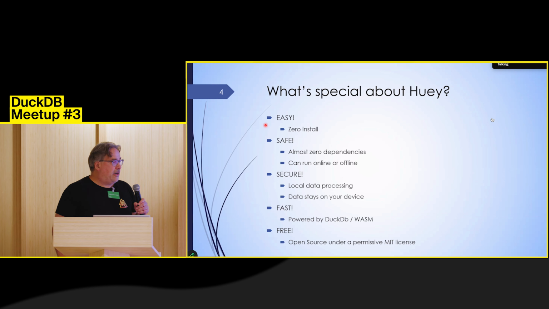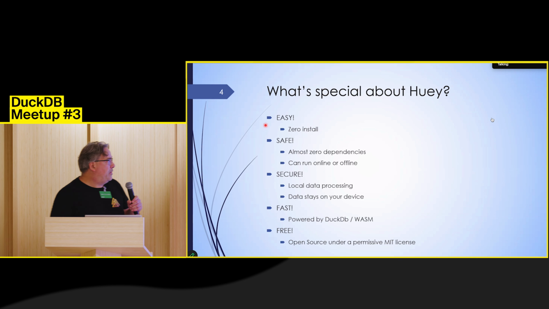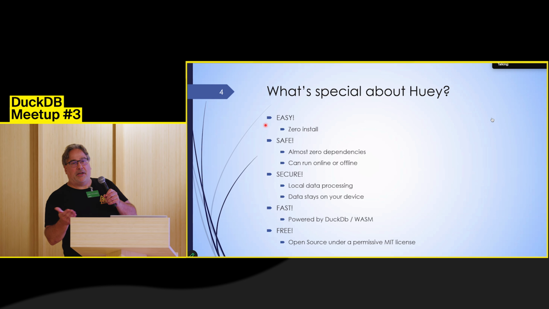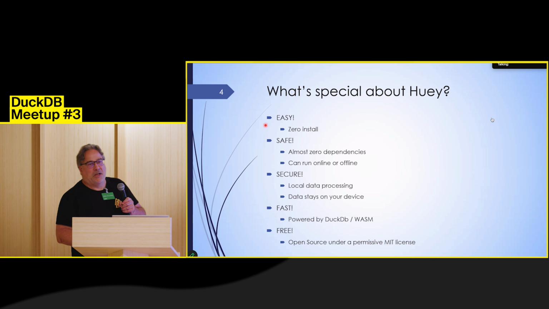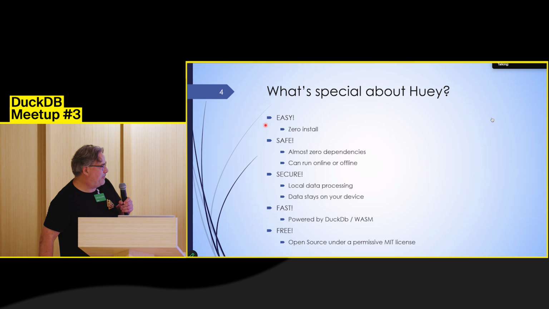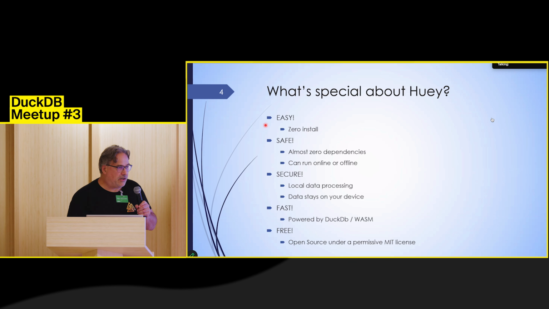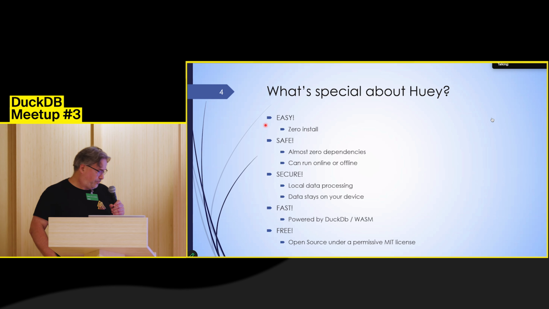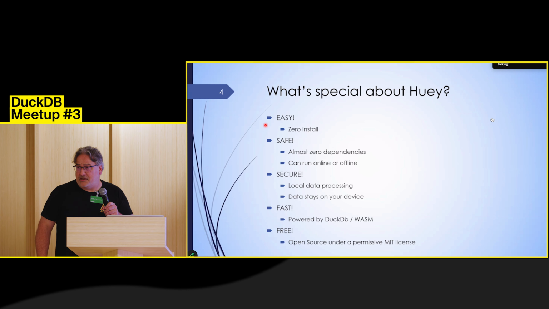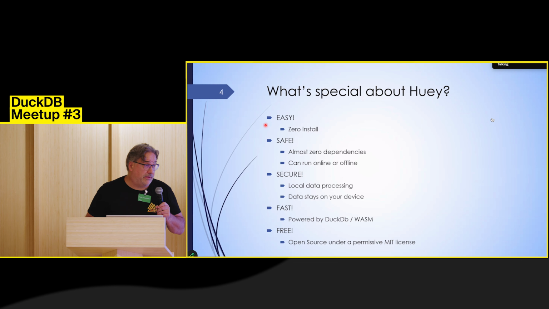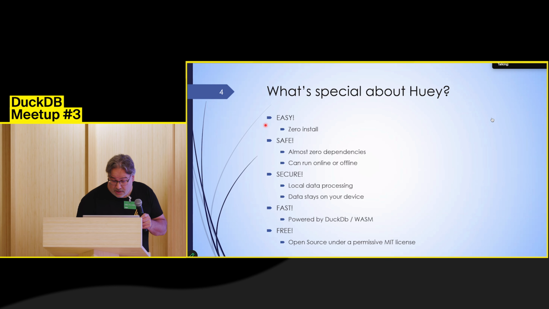Well, it's fast. That is to say, if Huey is fast, it's thanks to DuckDB. If it's slow, it's probably my fault. So let's just see how far we go. And of course it's free. Huey uses the same license as DuckDB, so it's MIT, which basically means you can do anything you like with it, just like you can with DuckDB.